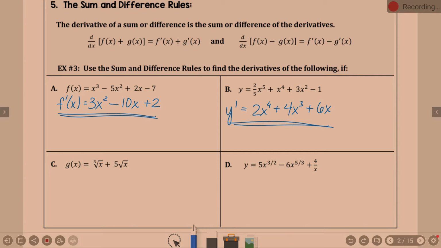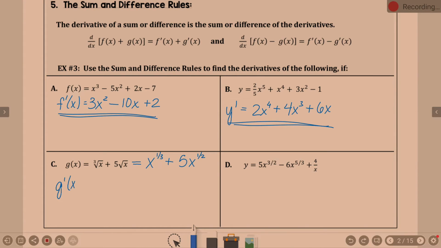Okay? Trying another one. Now, of course, got to throw the radicals back in, right? So I would maybe think about rewriting this before I start. The cube root of x is actually x to the 1/3, plus 5 square root of x is 5x to the 1/2. And if you can do that without the visual, more power to you. I kind of need to keep myself straight, honestly.